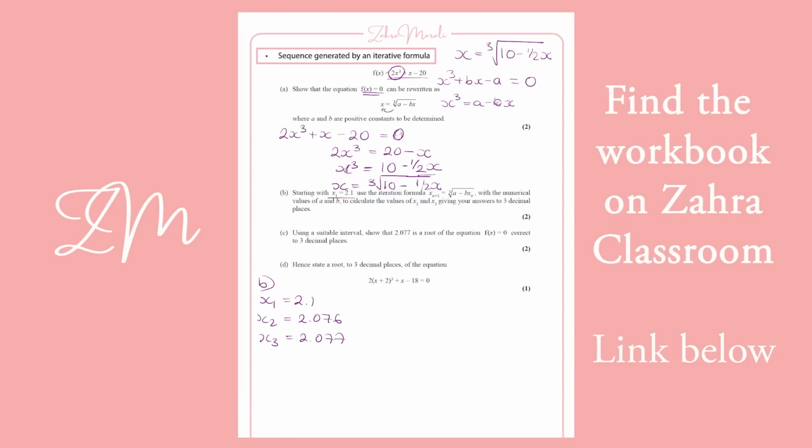So that's part B. For part C, we want to use a suitable interval and show that 2.077 is a root. So if we take 2.077 and we got the top end and we got the bottom end.